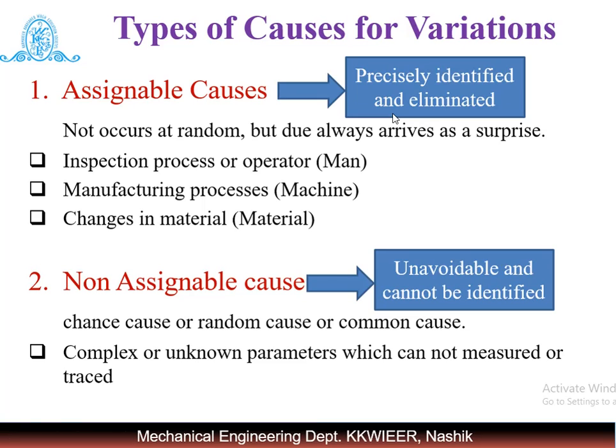And the other cause is the non-assignable cause. It is the chance cause, or we can say random cause, or common cause. It is complex in nature, or an unknown parameter, which cannot be measured or traced. So non-assignable causes are unavoidable and cannot be identified. Basically these are the two causes which are related to the design of any component while statistical data is to be considered.